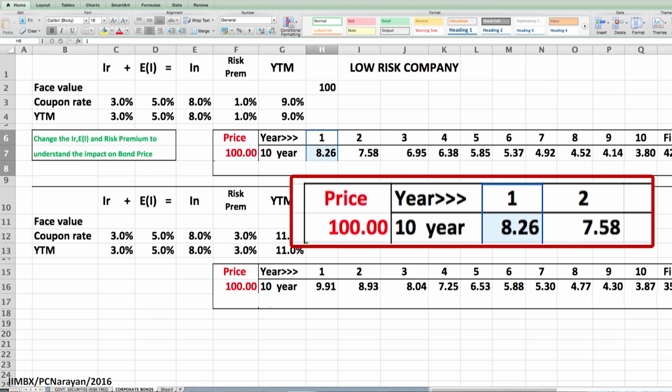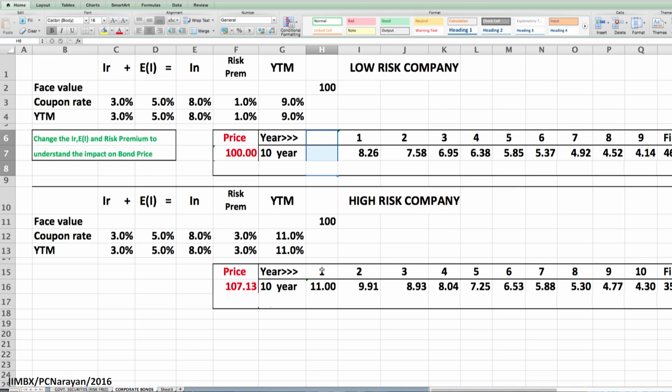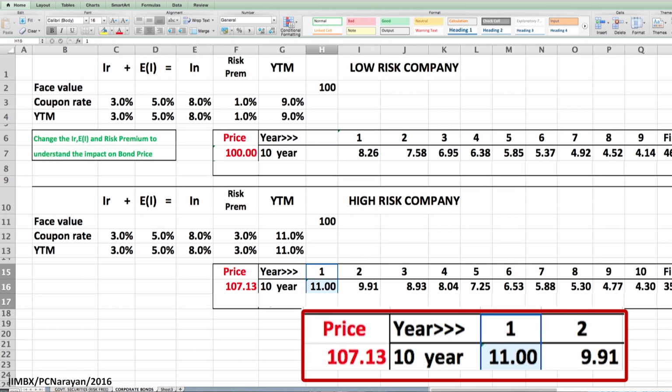That's the risk premium. Let's say 1 year is gone, the cash flow of 8 was received. Here too, let me say 1 year is gone. The cash flow of 8 is received. Interest rates haven't changed. That means at the end of 1 year, YTM equal to the coupon, the price of the bond would still be 100.